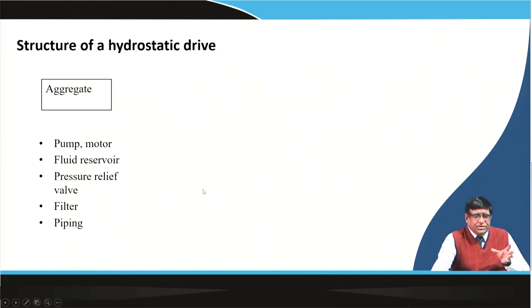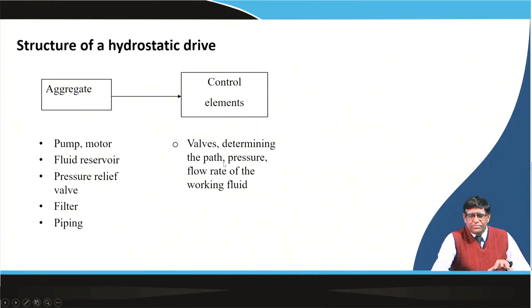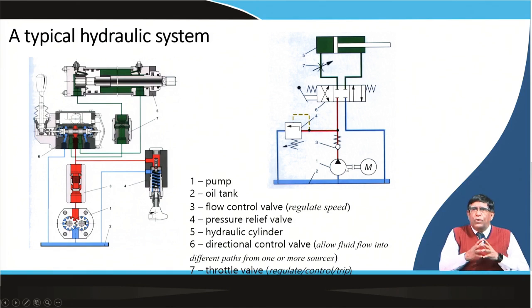In a hydrostatic drive, the main components used are the pump, motor, fluid reservoir, pressure relief valve, filter and piping. The control elements are valves that determine the path, and the pressure and flow rate of the working fluid are controlled. Then the actuator, whether we are getting linear, rotational or swinging motion. This is how the system works.